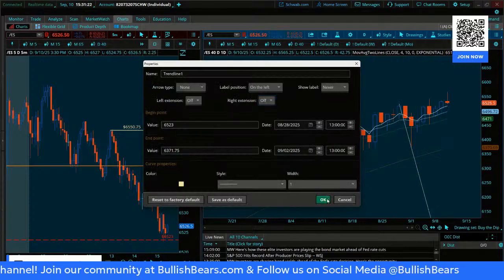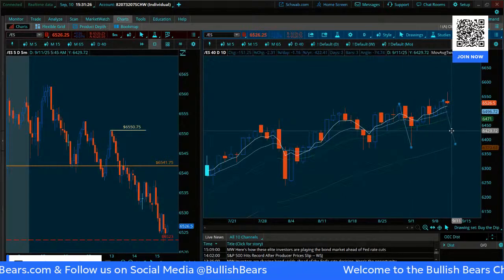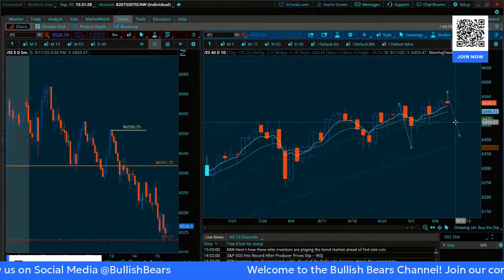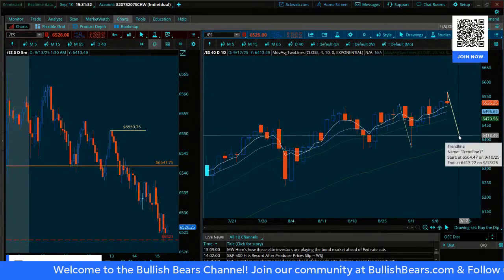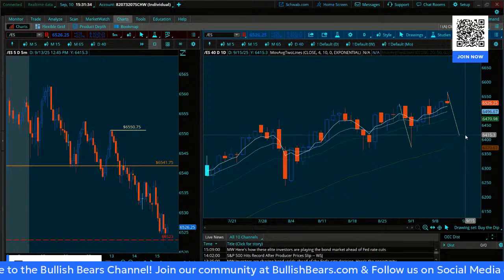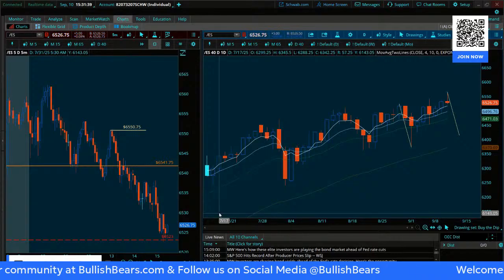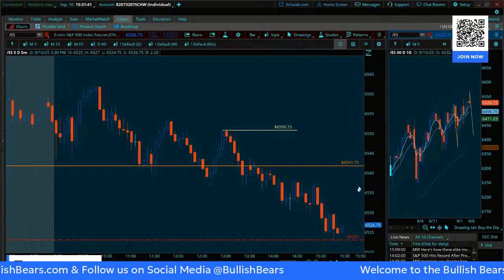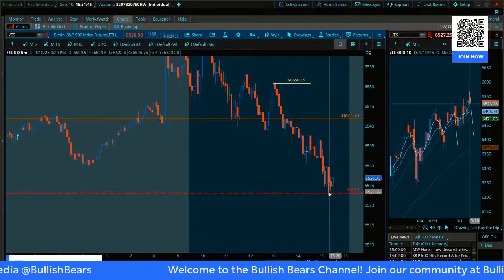Turn that off and then just drag that sucker over here. If that's our high, this would be our pullback level. 6411 cog line. I like it. And there's our monthly bounce.